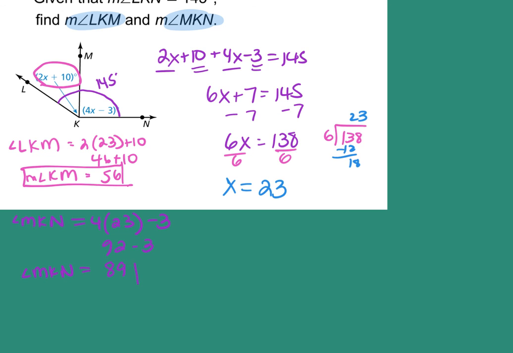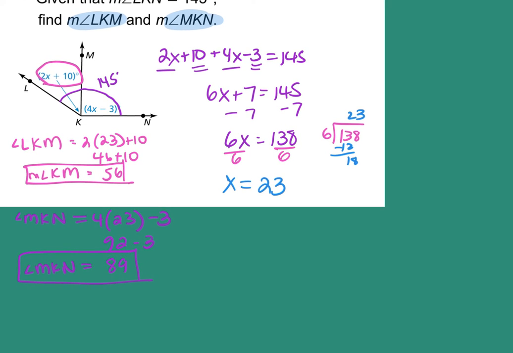How else could I have done it? If I know the full angle is 145 and this side is 56, I could just do 145 minus 56. My advice, if you've got the extra 30 seconds, do both ways and check.